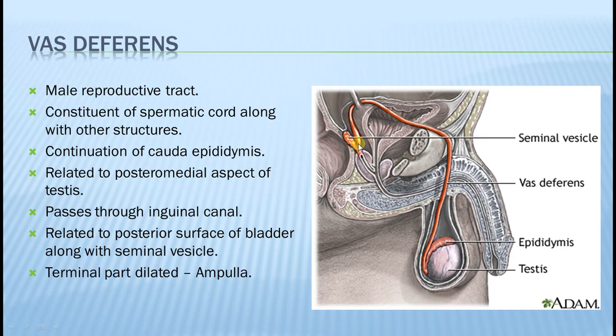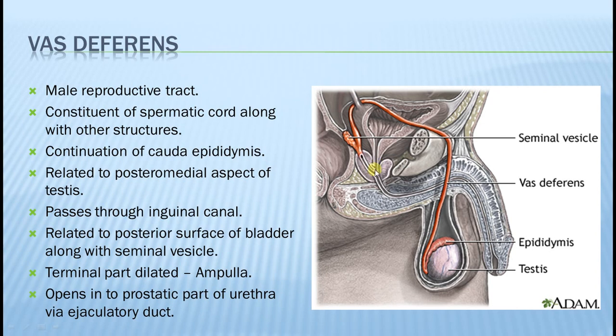Okay, the terminal part is actually called the ampulla. It opens into the prostatic part. See, this is the prostate gland. It is traversed by the urethra. It opens into the prostatic part of urethra via the ejaculatory ducts.